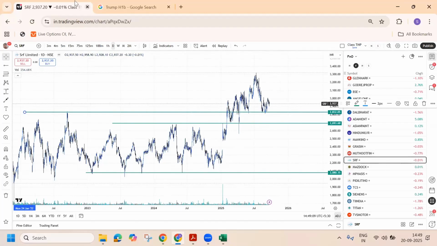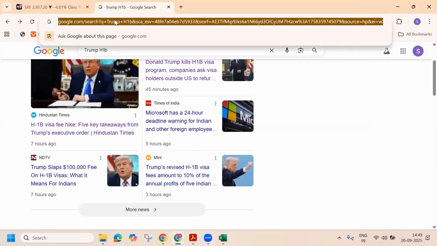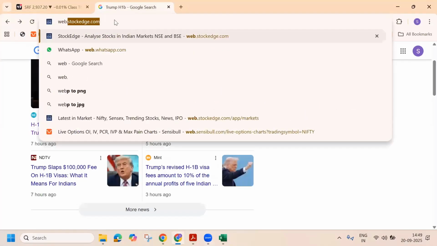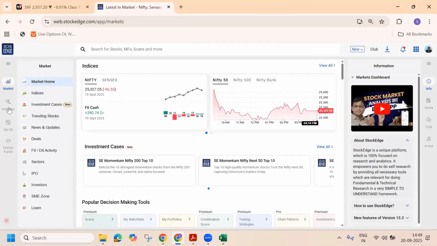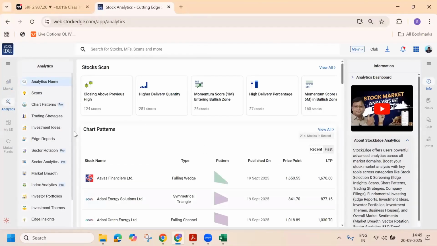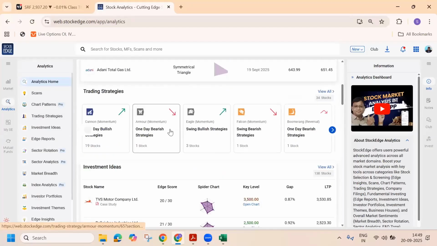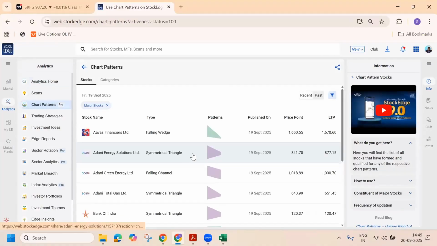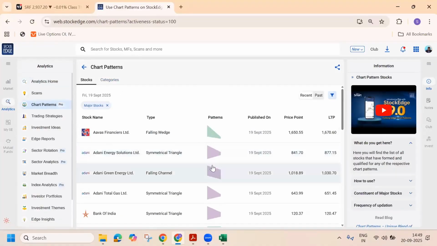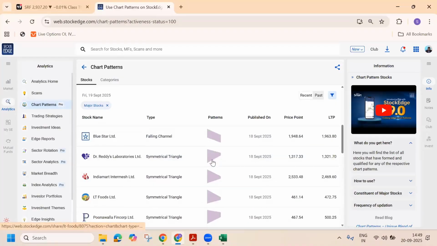Now, there are not many software globally that give you this kind of auto identification of chart patterns. Among those who provide it, we, Stockage, are the first to establish it, and now a few have started copying us. So we are the first one to establish this kind of thing.